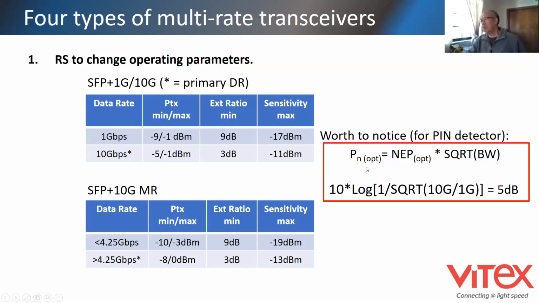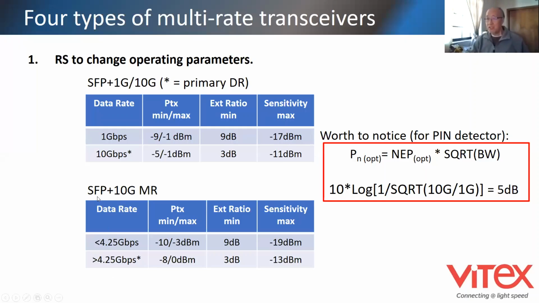Basically, it's a sensitivity, it's a noise power. The minimum noise power is equal to noise equivalent power times the square root of bandwidth. When you go from 1G to 10G, the difference is about 5 dB. You can see it's very close. So that's where this comes around. They need to change the parameter to make up this 5 to 6 dB difference.